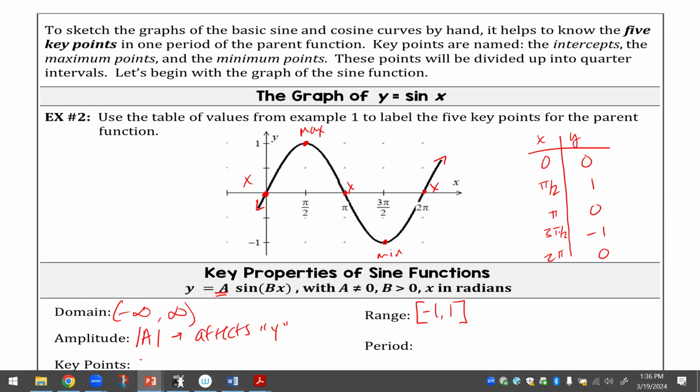Your key points, you already know the 5 points. Check the table. You have 5 key points. Your A, for right now, is 1 for the parent function. So A equals 1 for our parent function. There's Casper the Friendly One.